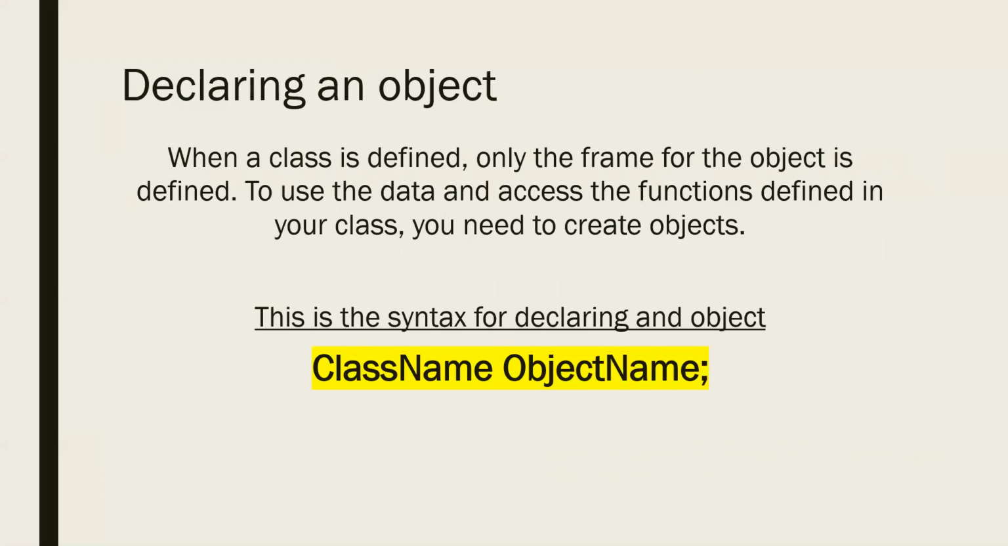To use data and access the function in your class, you have to create your object. The basic syntax for an object is below. Starting with your class name, followed by the name you give your object.